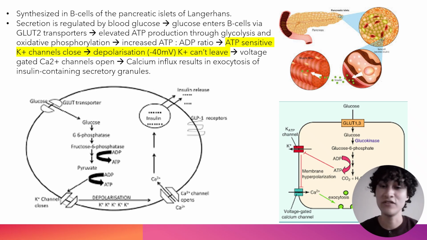Now, this is a really important concept to understand because, as I said before, later on in the PowerPoint we're going to be talking about neuronal control. So, how does our central nervous system play a role in glucose homeostasis? But of course, as I said before, there's two sources of input.